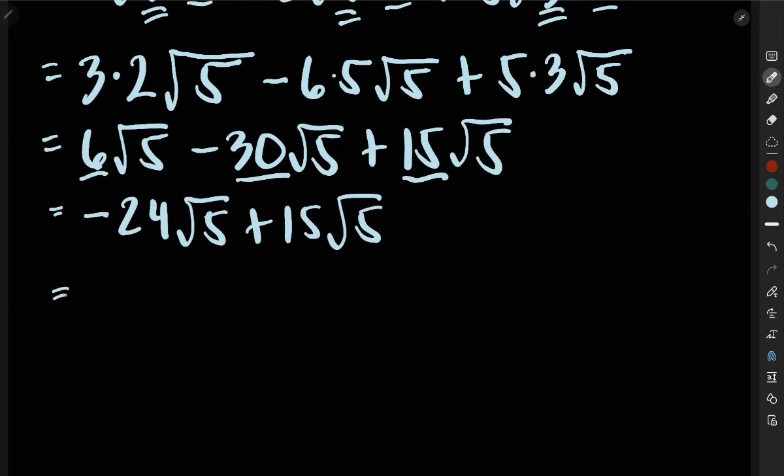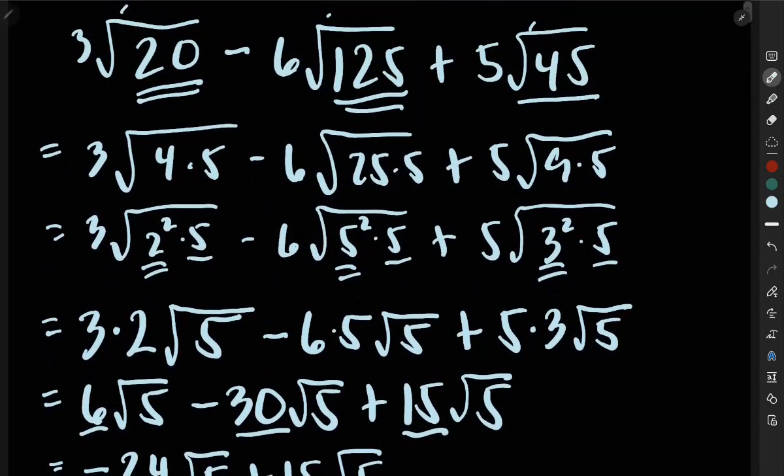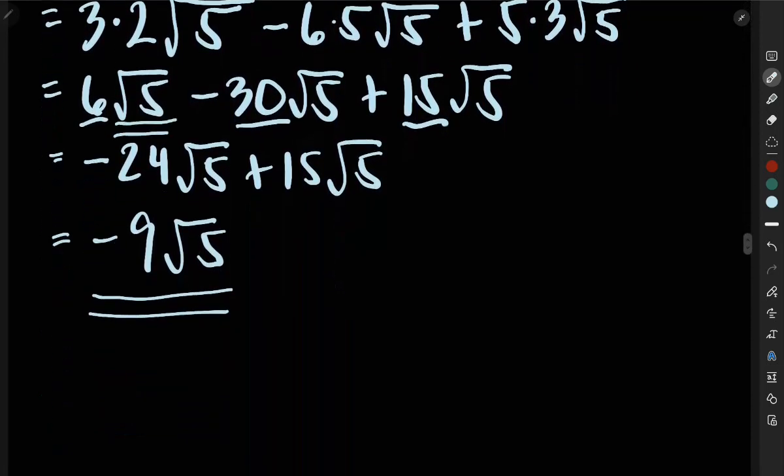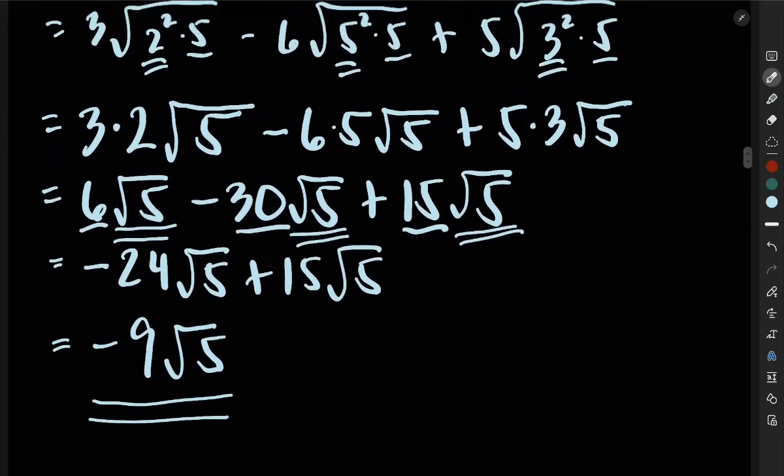And then negative 24 plus 15 is negative 9. So that is the final answer. So the idea there is you cannot combine if the radicals are not the same, including inside. Even if they are all square root, if what's inside the square root are not the same, you cannot combine these values. So unlike here, it's all square root of 5. So that is the time that you can combine 6, negative 30, and positive 15.